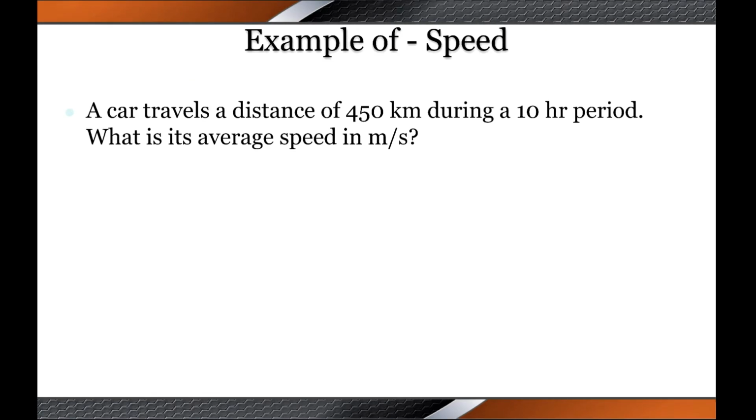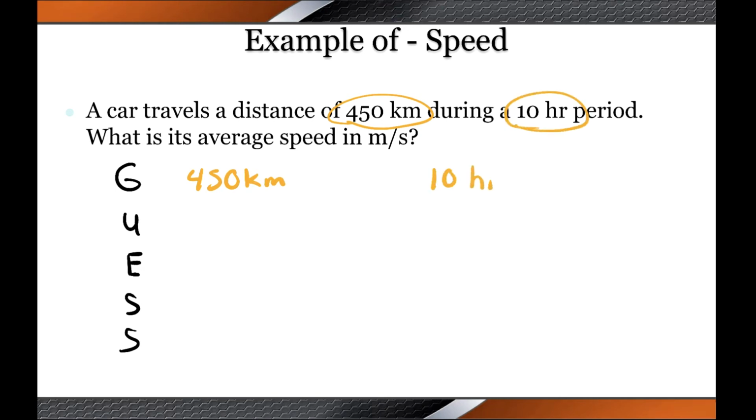Okay? Now, we looked at those. Let's actually put this to work now. We're going to use the GUESS method that you learned back in the physics skills. So I'm going to write down GUESS. I'm not even going to read the question. What I'm going to do is pick out the variables. I see 450 kilometers, and I see 10 hours. Those are the only two numbers I have. I'm going to label these. Kilometers is distance. Hours is time. That's it.